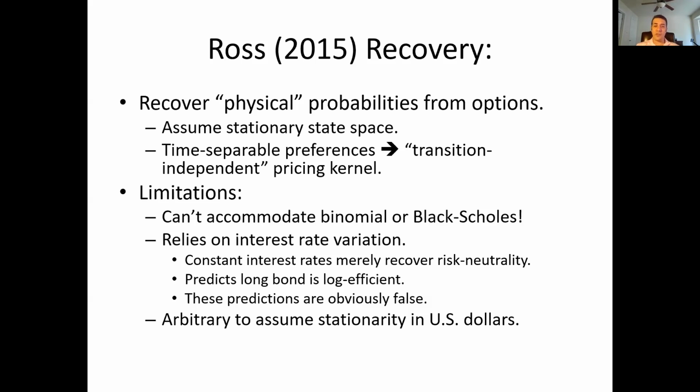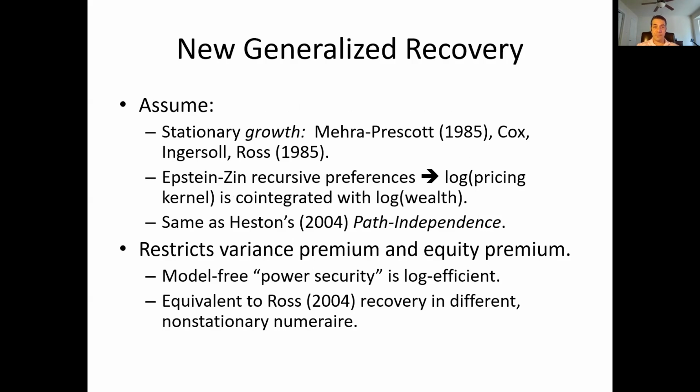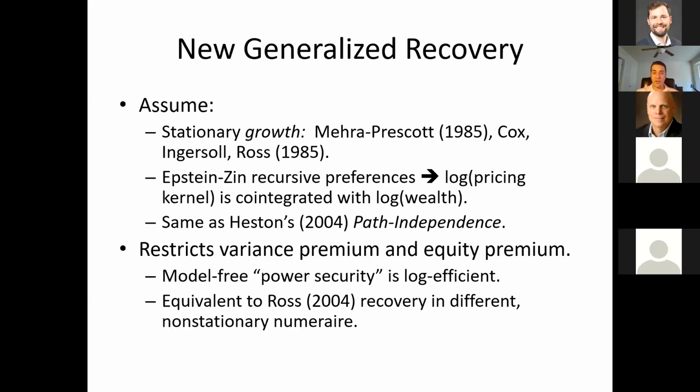So I'm going to fix this situation by generalizing recovery theory a little bit, and I'm going to show you the right numeraire to use for recovery theory. Okay. So instead of assuming a stationary state space, I'm going to assume stationary growth. Right? So if you look at the Mehra-Prescott equity premium paper or the Cox-Ingersoll-Ross paper, they have constant or stationary growth through constant returns to scale production technology. So I can handle power utility, but I can also handle Epstein-Zin recursive preferences and other preferences. And I actually formulated this long ago and called it path independence. Ross calls it transition independence, but it's the same concept. And it turns out that this will be sufficient to recover physical probabilities from risk-neutral probabilities, and it will restrict the variance premium against the equity premium.